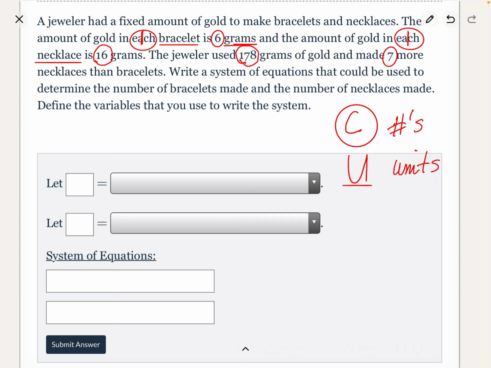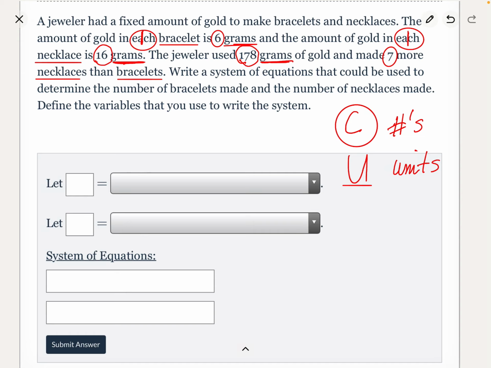And then again, we've got grams. Grams is showing up again. That's a key idea. And then we've got 178 grams. And then it says 7 more necklaces than bracelets. Now, the unit is not "more." That's just saying there's 7 more necklaces than there are bracelets. So the unit of measurement for this is going to be necklaces and bracelets because they are being compared to each other.